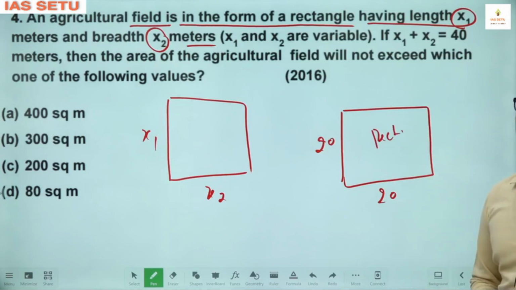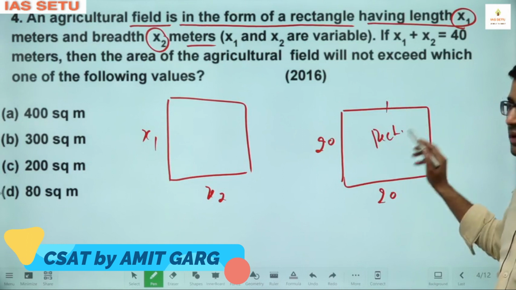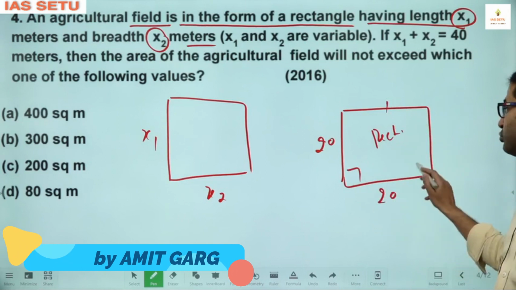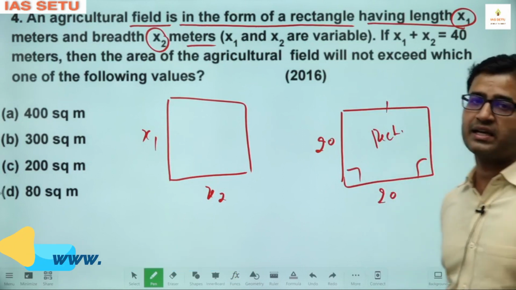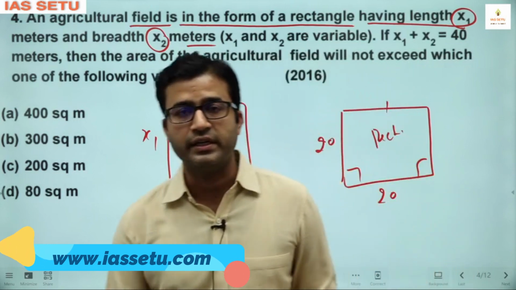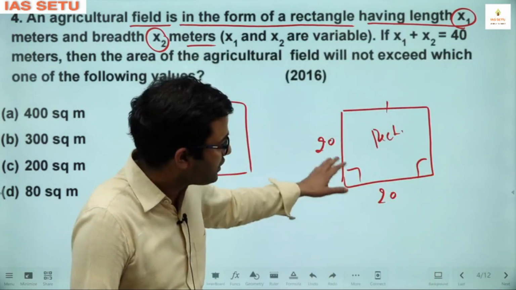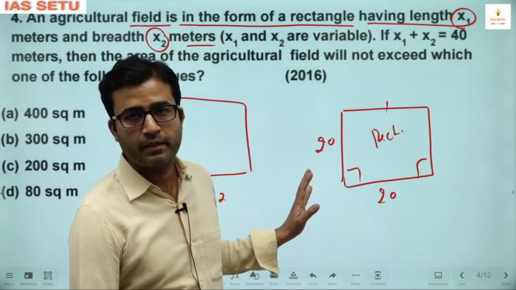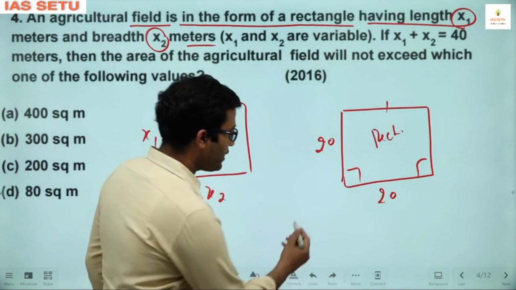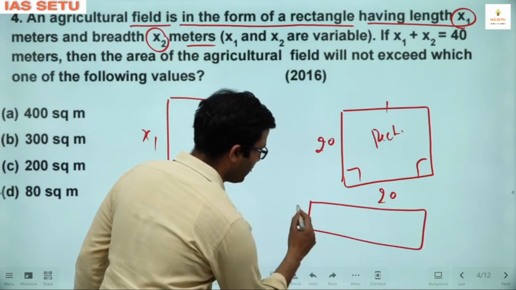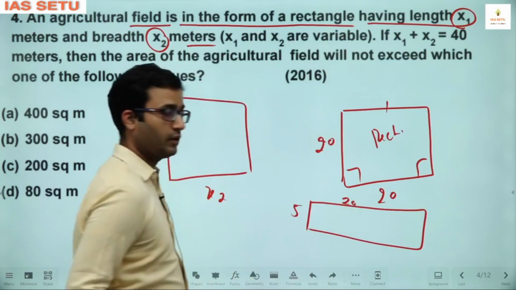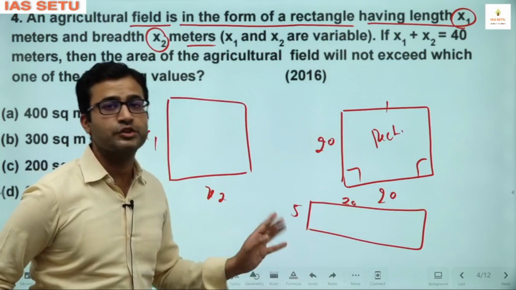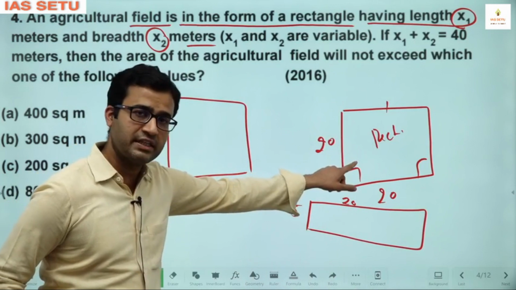What is the property of a rectangle? Opposite sides parallel and equal, and each angle has to be 90 degrees. So this is a rectangle. In a rectangle, sides can be equal also. But if this is 5 and this is 20, this is a rectangle but not a square. This is a square as well as a rectangle.